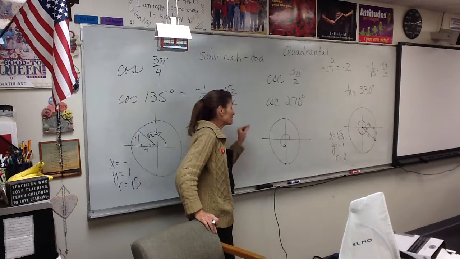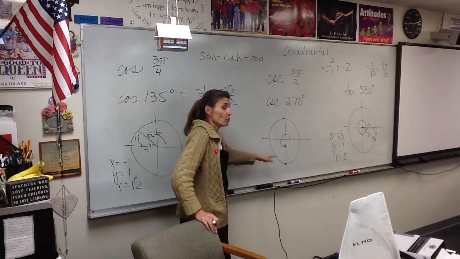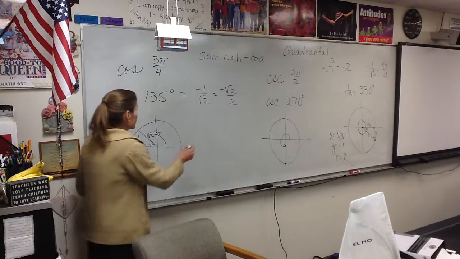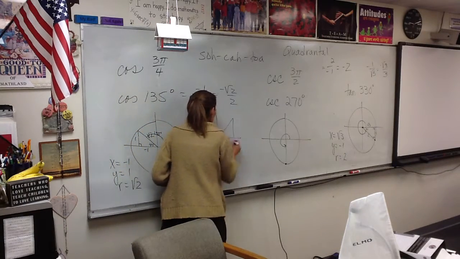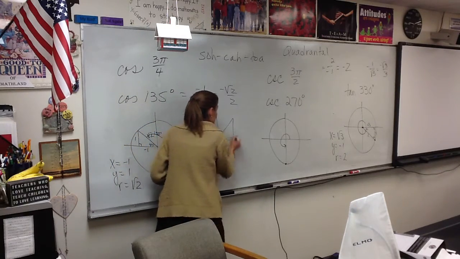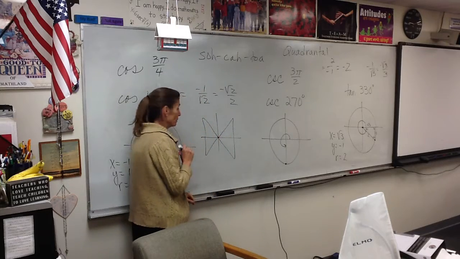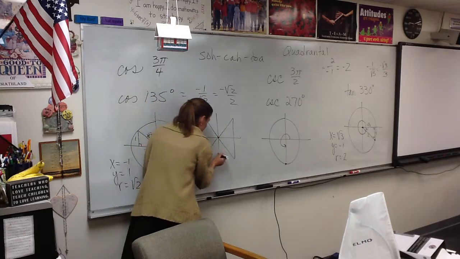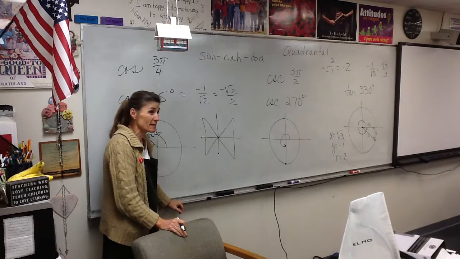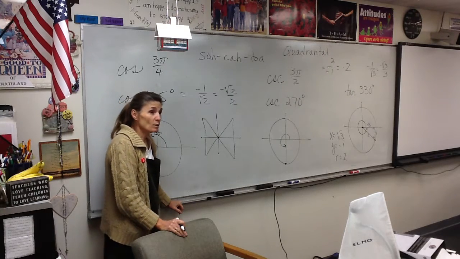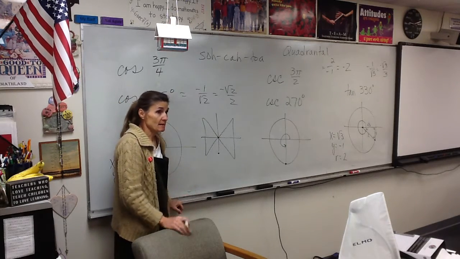You cannot build a triangle. Remember, any triangle you build has to be one of these. And it's impossible to build a triangle if that's your point right there. Do you see what I'm saying? So what do we do? Well, it's easy.